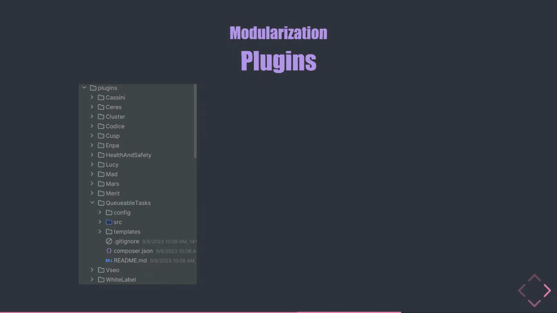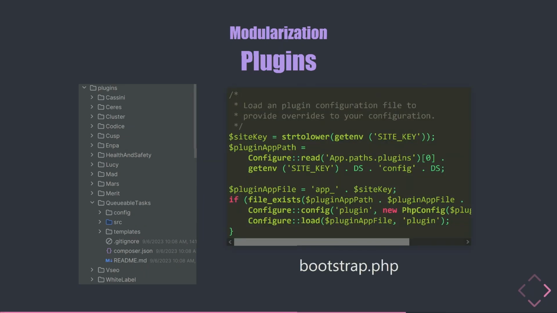So you can see health and safety. Those are for plotting the health and safety data from the spacecraft. And then queuable tasks are where we put all of our queue stuff, because not all of these sites actually need queuing. Some spacecraft just don't need that kind of data. And then we have our own Bootstrap where we go into the plugin and read that config.